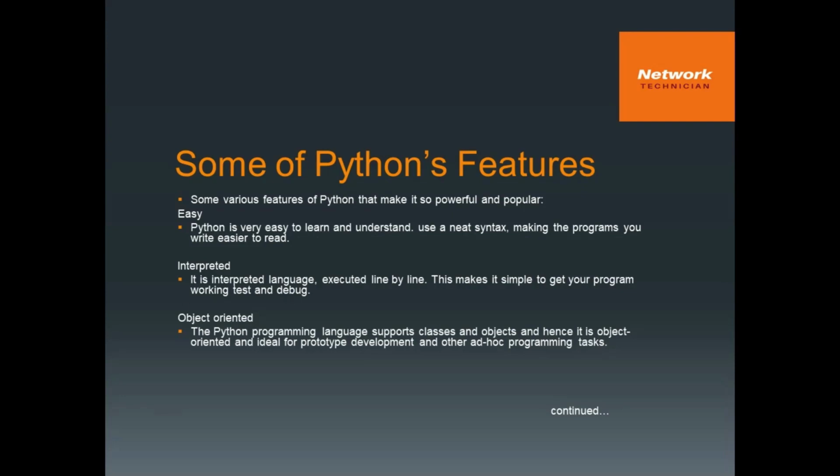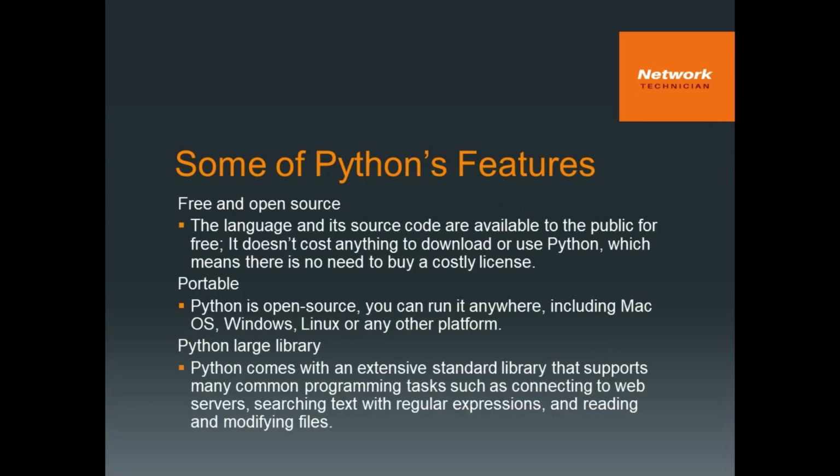Object-oriented: the Python programming language supports classes and objects, and hence it is object-oriented and ideal for prototype development and other ad hoc programming tasks. Free and open source: the language and its source code are available to the public for free. It doesn't cost anything to download or use Python, which means there is no need to buy a costly license. Portable: Python is open source, you can run it anywhere, including Mac OS, Windows, Linux, or any other platform.